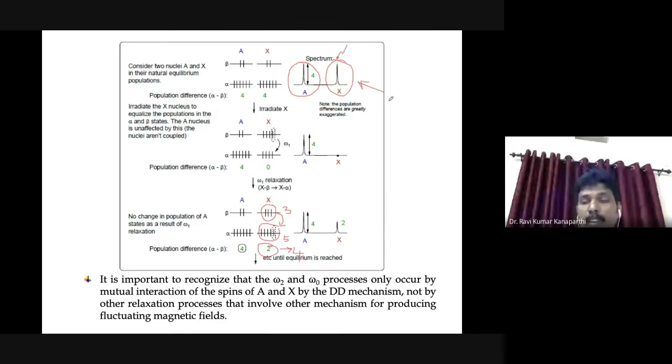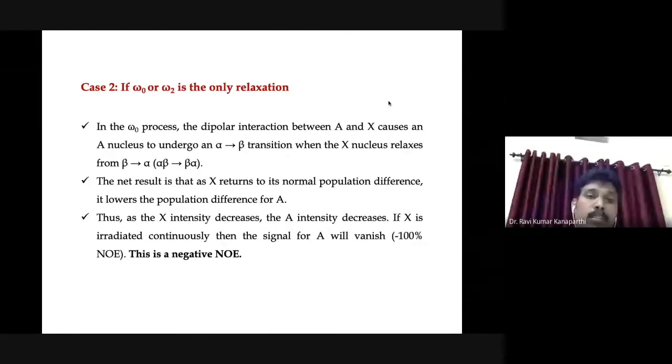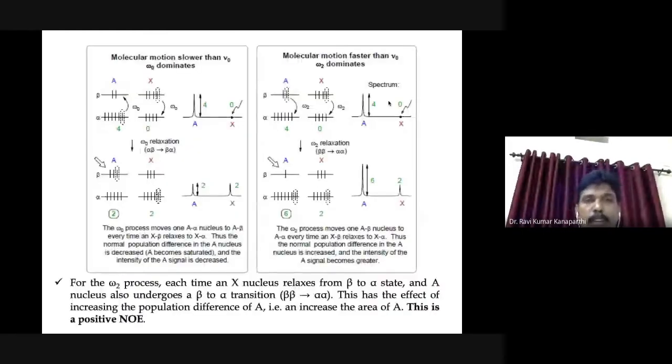Only one nucleus is involved, and what we get is essentially the same signal intensity as before the irradiation. But if you come across the other cases, like if omega 0 is taking place, or omega 2 is taking place. What is omega 0? Omega 0 is the zero quantum transition probability, and omega 2 is the double quantum transition probability. In those cases, we will see either positive NOE or negative NOE. Again, I will take the same example, the AX spin system, and try to explain. Suppose omega 0 is the dominating process.